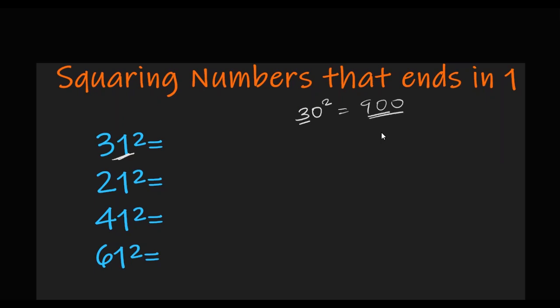And with 900, what we want to do is just add 30, which we know, plus 31. This one gives you 61. And when you add it to 900, 61, you have 961.